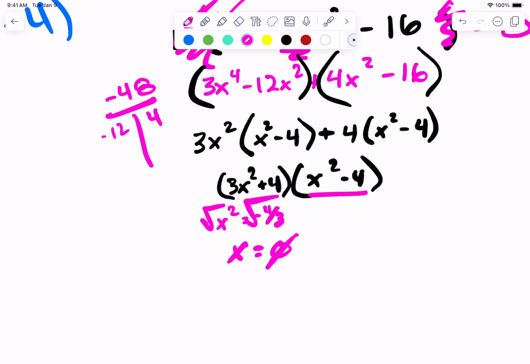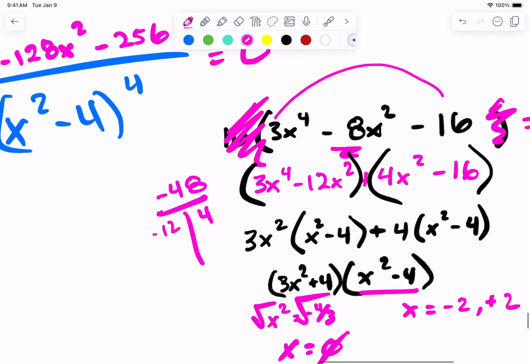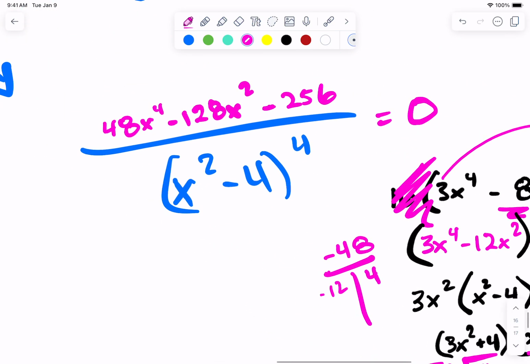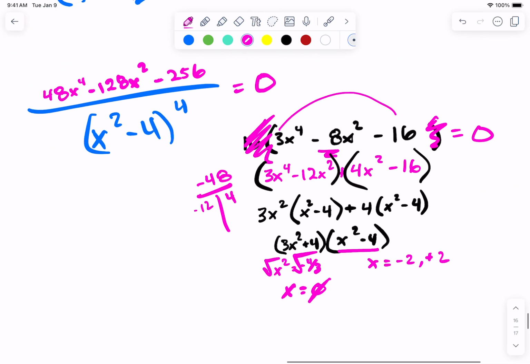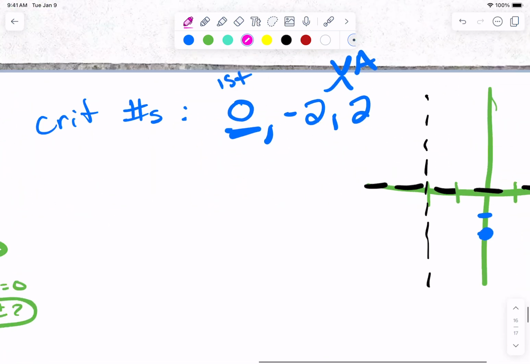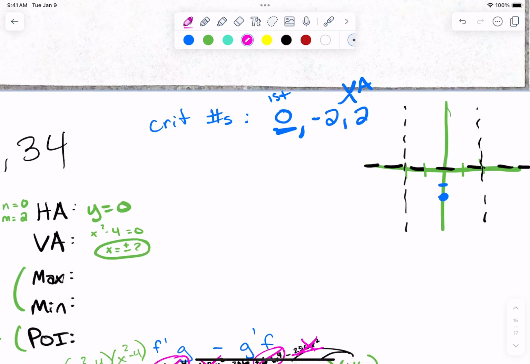Now, what are our critical numbers from here? 0, negative 2, and 2. Plus or minus 2, which means we only have 3 critical numbers. So we did all that for nothing? No, because we still have to have the second derivative to plug in numbers to see what our concavity is. We set them equal to 0 kind of for nothing, but whatever. We only have 3 critical numbers.